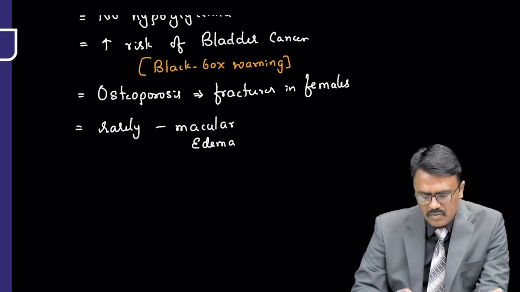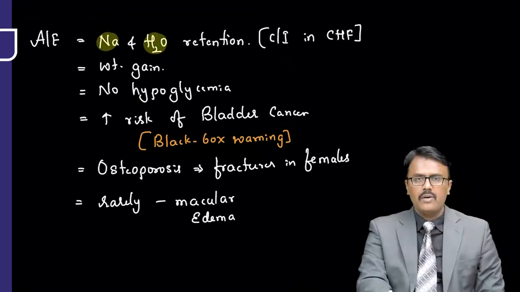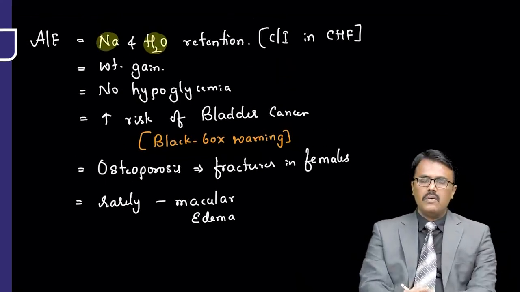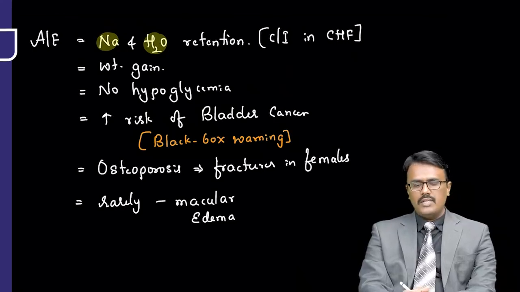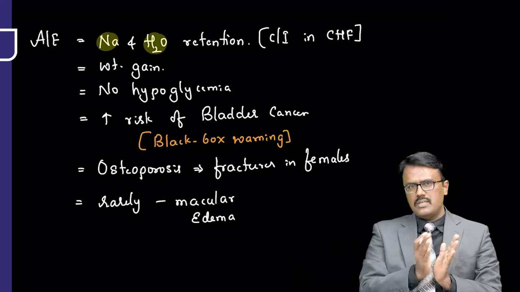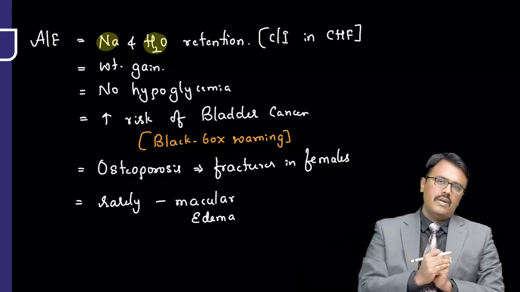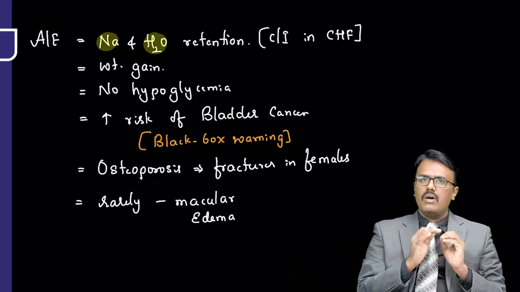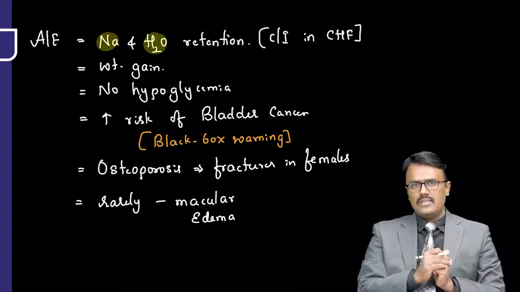So these are the adverse effects we see with pioglitazone: sodium and water retention, weight gain, no hypoglycemia, increased risk of bladder cancer, osteoporosis, which will lead to fractures, more in females compared to males, and rarely macular edema. And it's one of the beautiful insulin sensitizers.